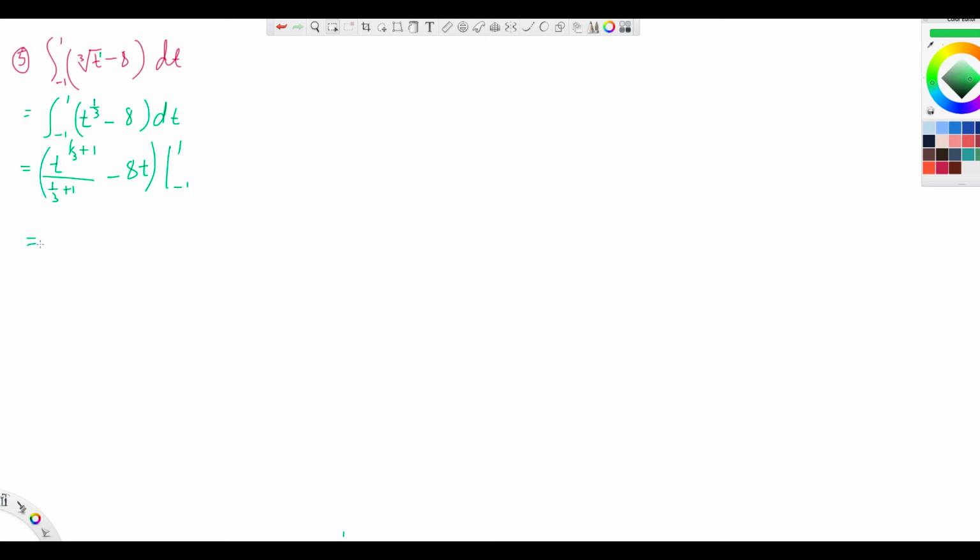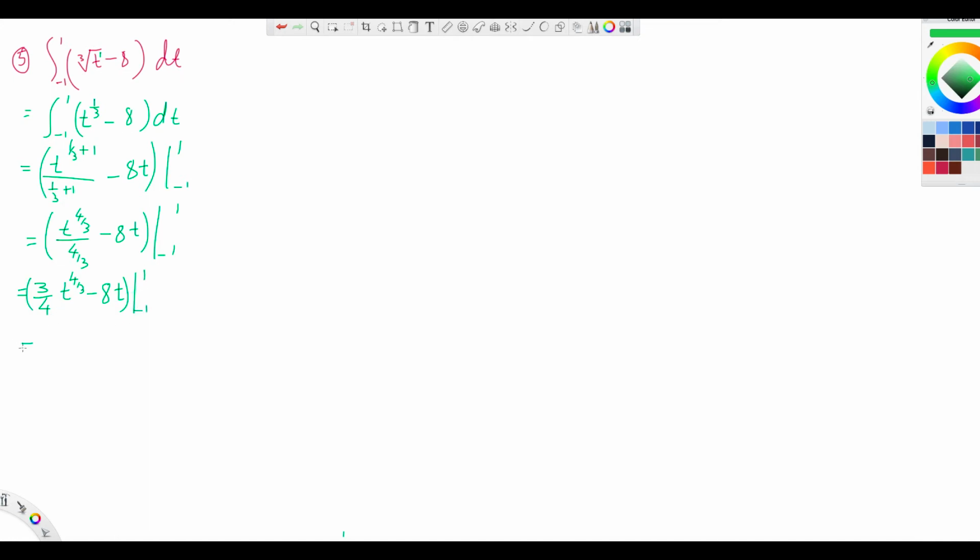All right. So what you get there is you just simplify that once. Okay. So when you simplify, what do you get? How much is 1/3 plus 1? You will get t to the 4/3 over 4/3, right? Minus 8t. Again, the limits of integration are negative 1 through 1. So let us write it in a nicer form. How do I write this fraction in the denominator? I write 3 over 4 and then t to the 4/3, right? And then minus 8t, but the limits of integration are negative 1 through 1, right?